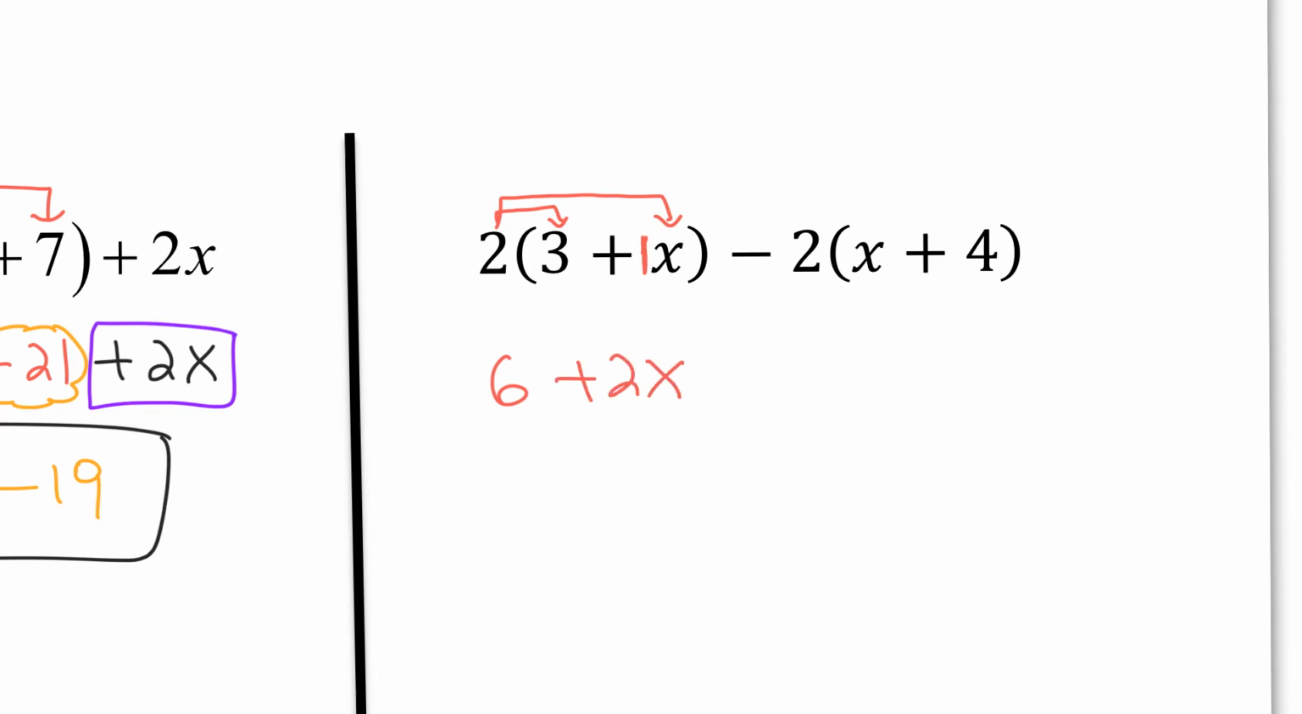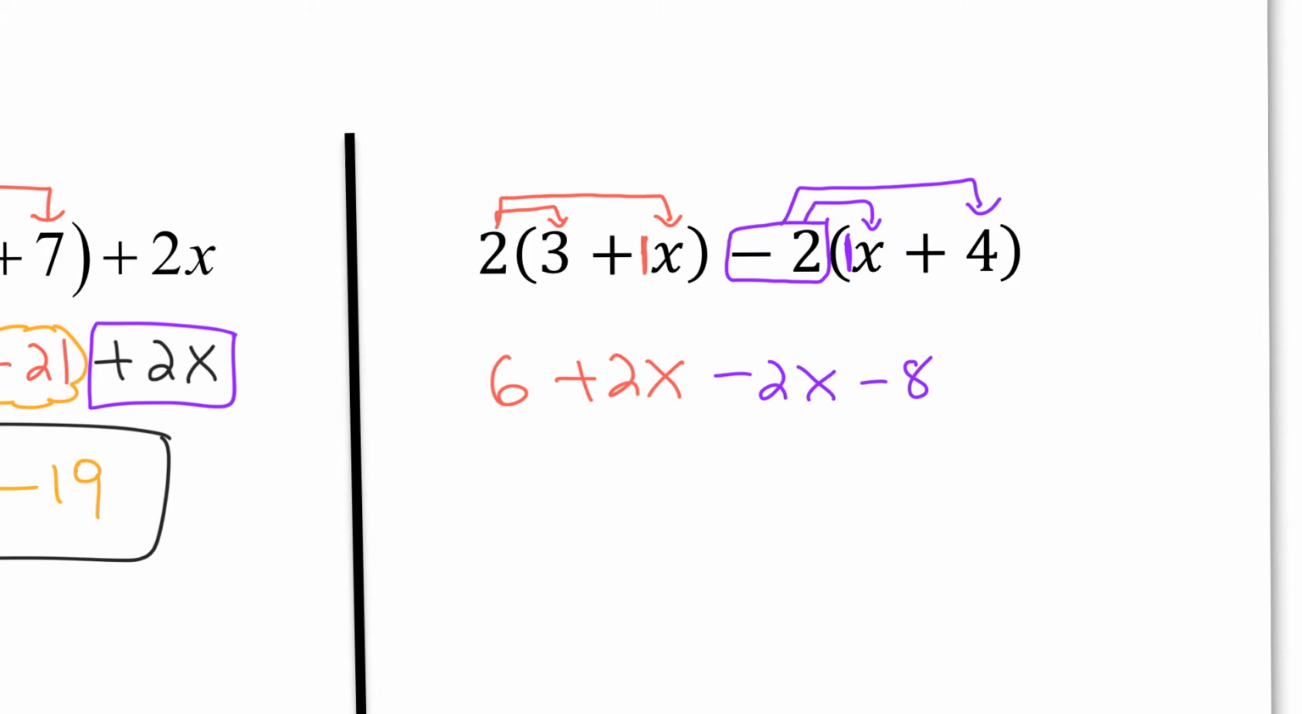You bring down the variable x. Then you are going to distribute the minus 2. So you are going to multiply times 1x. There's an invisible 1. Negative 2 times positive 1, that's negative 2x. And then you multiply the next one. Negative 2 times positive 4, negative 8.